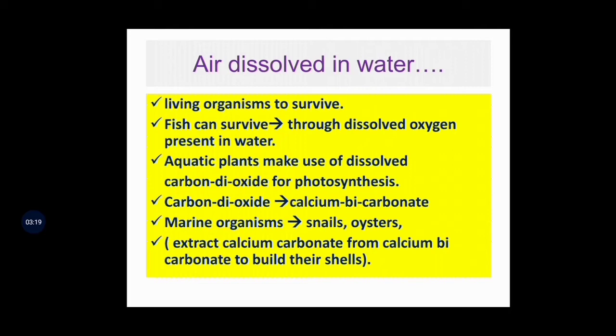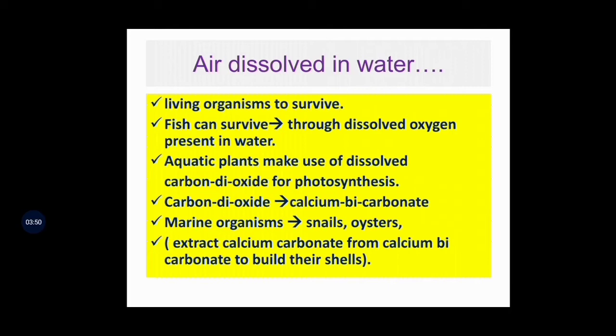Air being dissolved in water is important for many reasons. Let us discuss in this slide. Air dissolved in water is important for living organisms to survive. Fish extract the oxygen from the water and expel water through the gills. So fish can survive in water only through the dissolved oxygen present in water.